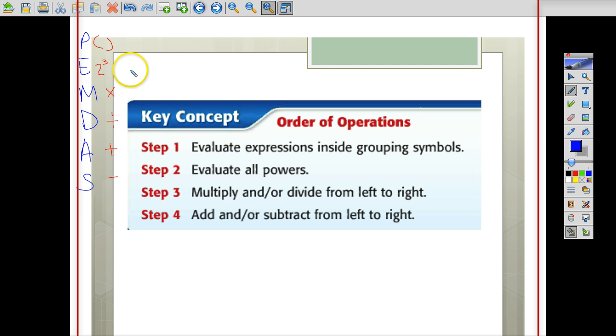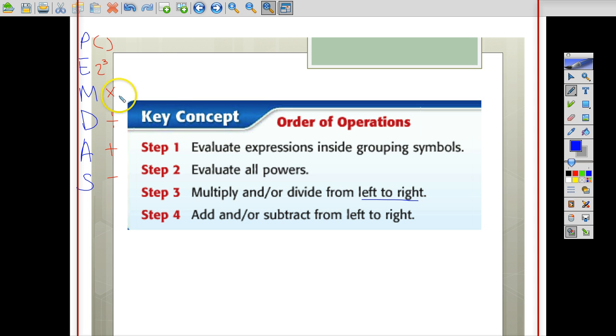So when you look at a problem, you first see if there are parentheses. And then the next thing you would do is work with exponents. So that's the first two. Step 1 is evaluate expressions using grouping symbols, that's the parentheses part. Step 2 is evaluate all powers, the exponents part. Step 3 and 4, multiply and or divide from left to right.